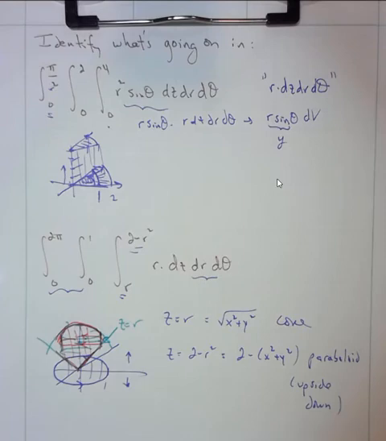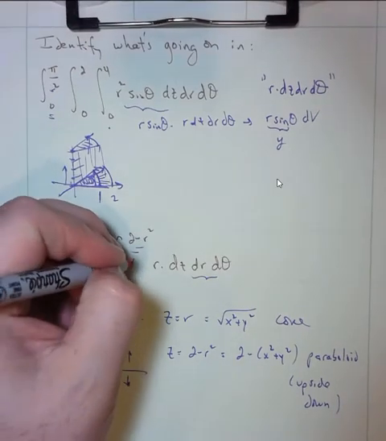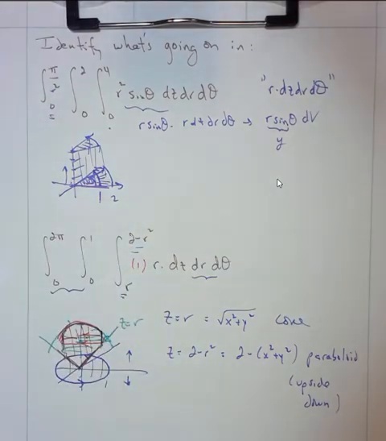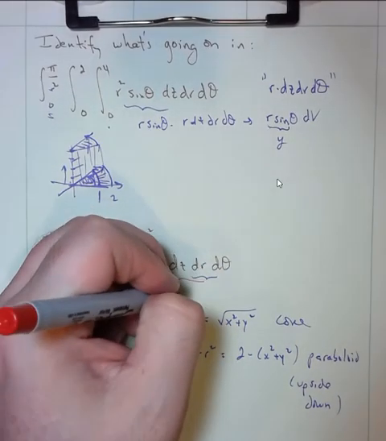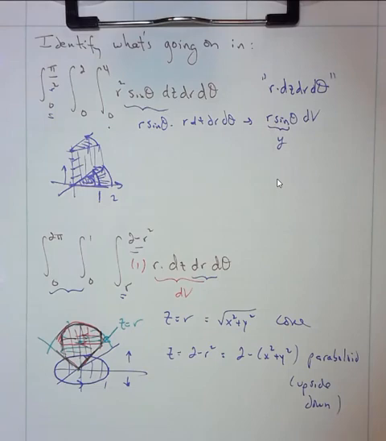By the way, this integral, because we are integrating the function 1 times dv, that means we are calculating a volume. So this particular triple integral is finding the volume inside this region, which has a cone as the floor and the paraboloid as the ceiling.